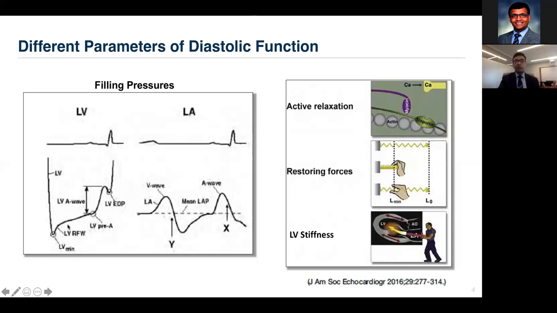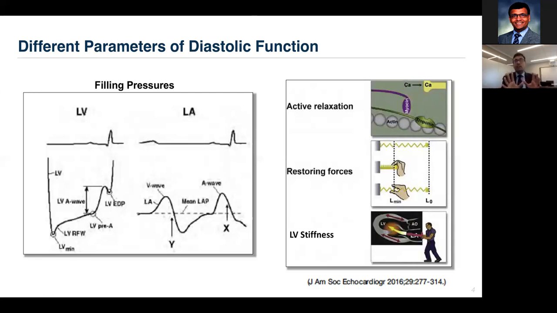So LV minimum pressure, the mid-diastasis pressure, pre-A pressure, and LV end-diastolic pressure are not the same. LV end-diastolic pressure is typically higher. It's possible that the pre-A pressure, the mean left atrial pressure, or the pulmonary capillary wedge mean pressure may be lower or maybe normal, while because the LV is stiff, you have a higher left ventricular end-diastolic pressure, reflecting a stiffer myocardium. So it's not necessary that all the pressures are equally high.